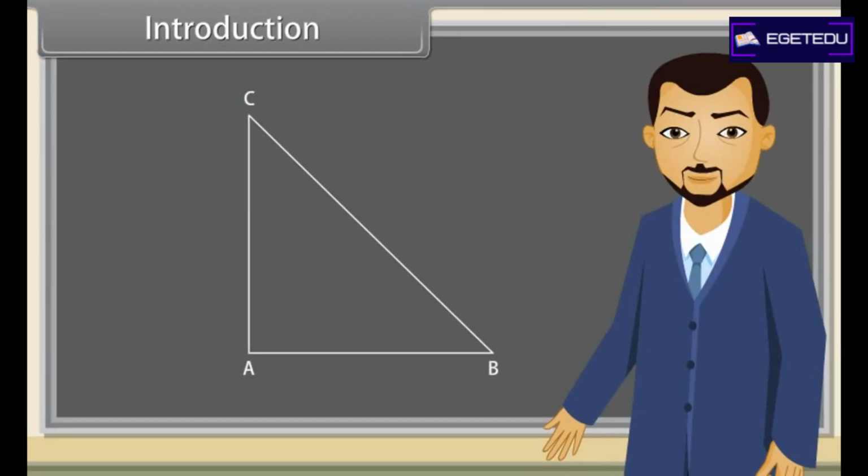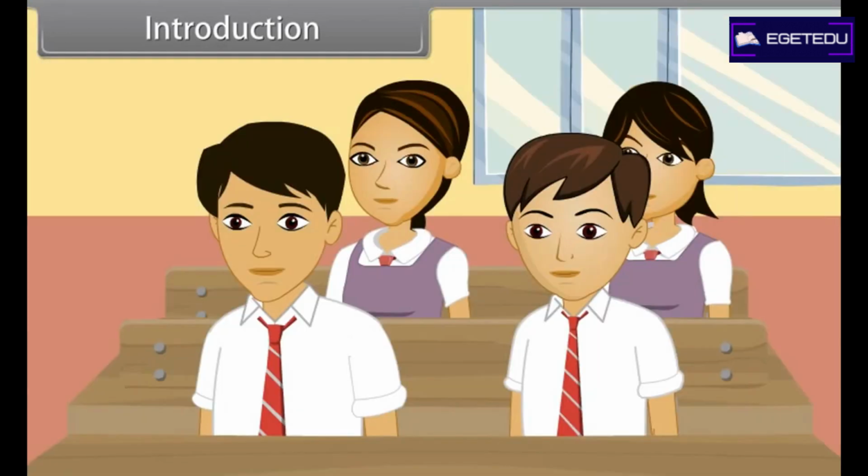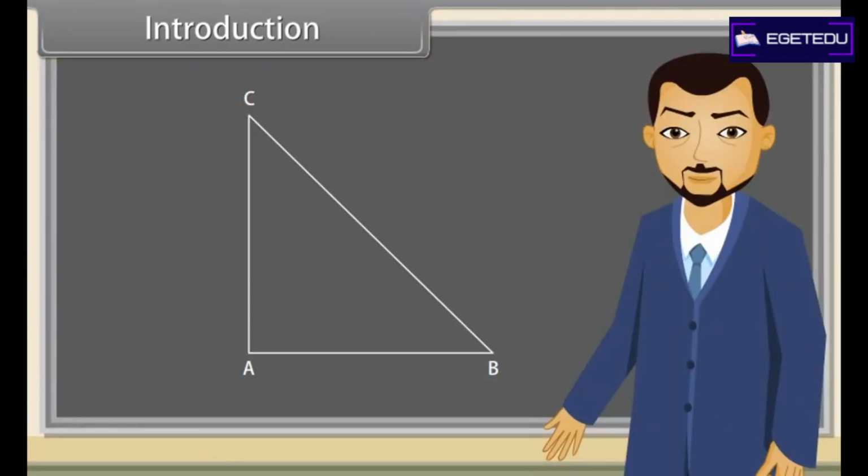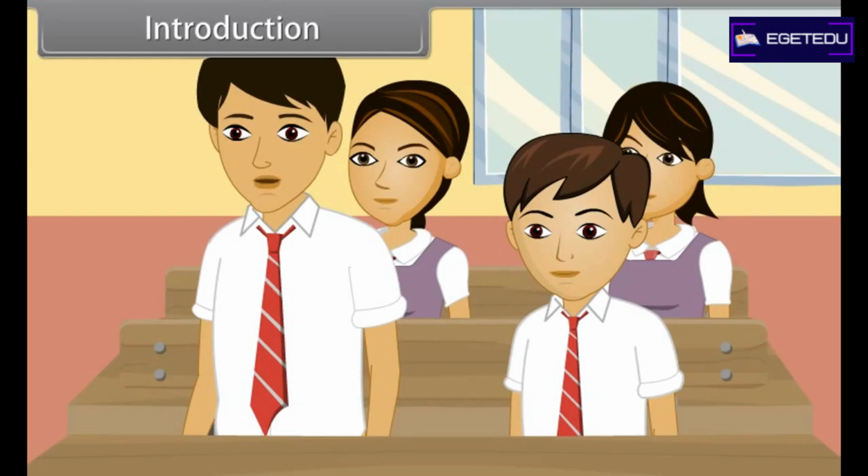Which triangle is this? Right triangle. Correct. Now if one side of this triangle is 10 centimeter, second side is 15 centimeter, then can you tell the length of the third side? Yes, we can find the length of the third side using Pythagoras theorem. So what is Pythagoras theorem?